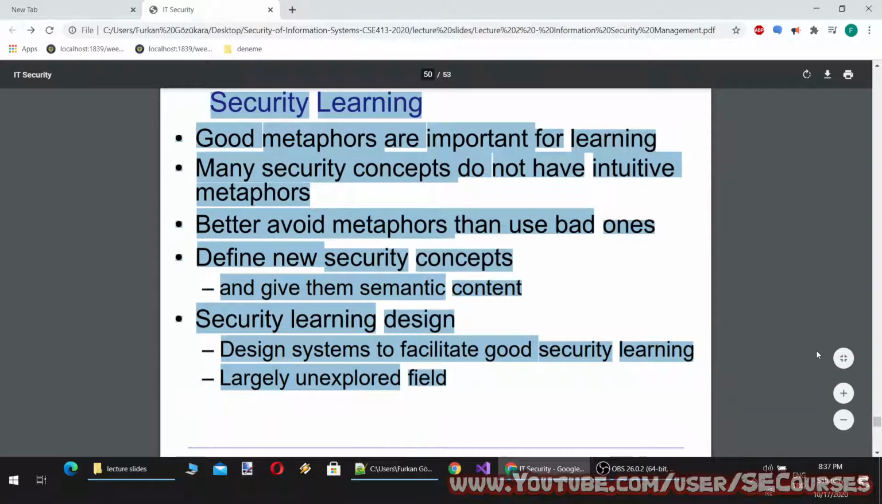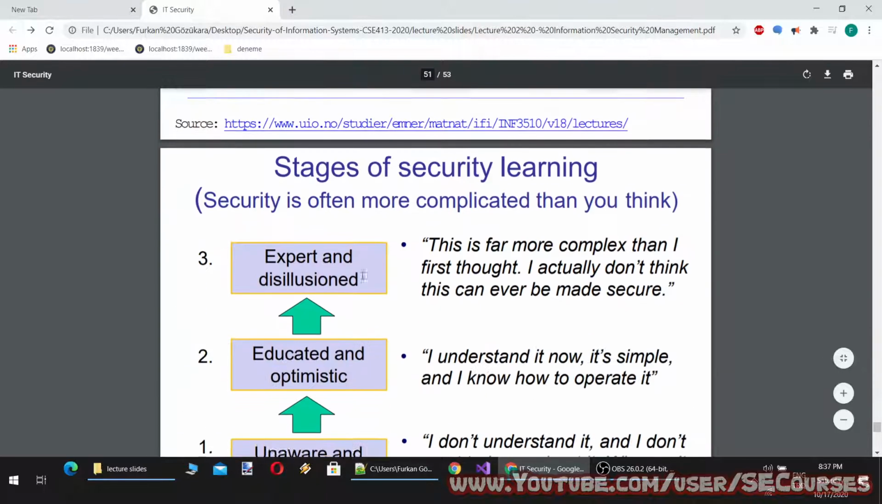Security learning. Good metaphors are important for learning. Many security concepts do not have intuitive metaphors. Better to avoid metaphors than use bad ones. Define new security concepts and give them semantic content. Security learning design: design systems to facilitate good security learning, a largely unexplored field.